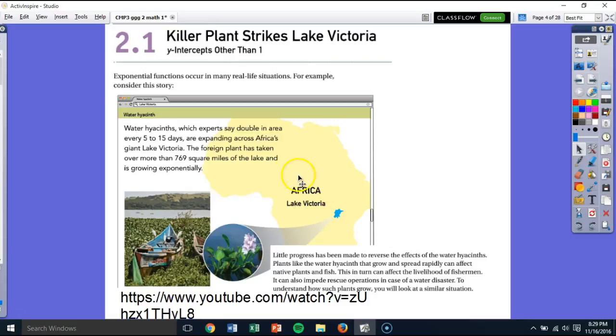So in Africa, you see the map of Africa here and Lake Victoria here on the southeast side of it. So little progress has been made to reverse the effects of the water hyacinths. Plants like the water hyacinth that grow and spread rapidly can affect native plants and fish. This in turn can affect the livelihood of fishermen. It can also impede rescue operations in case of a water disaster. To understand how such plants grow, we'll look at a similar situation. But to get a better idea of what we're talking about here, let's watch a video about Lake Victoria.